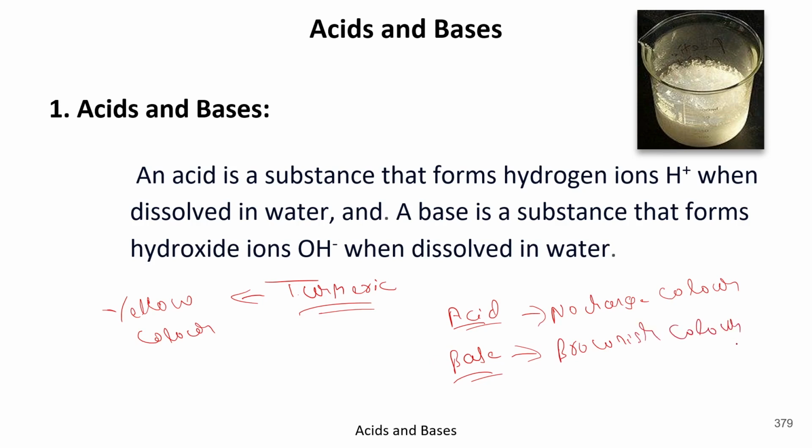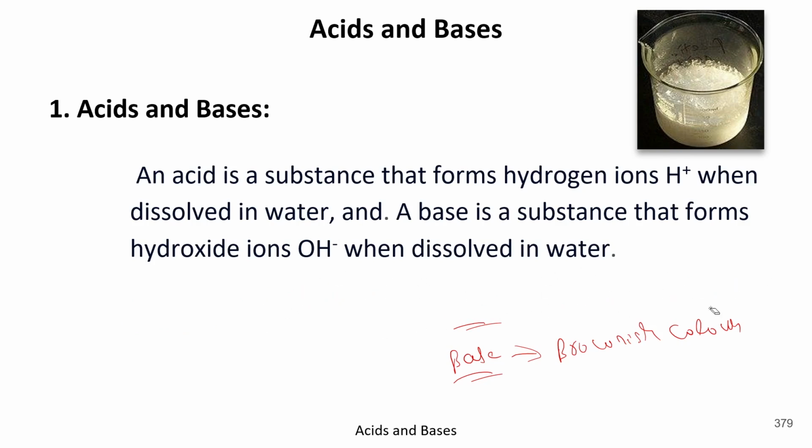Okay, so basically the turmeric which we generally use in our households is yellow in color, and to test it with acids and bases, we should remember that during the acid test it does not change its color. Whatever the color is, it will remain as it is. But for the base, the color will change from yellowish to brownish. Got it? Okay, so these are the natural indicators.